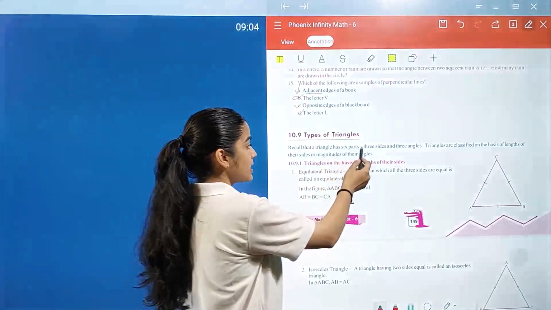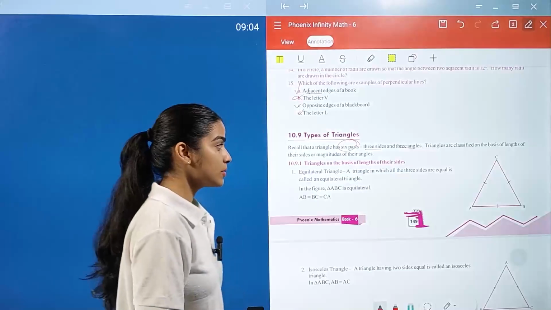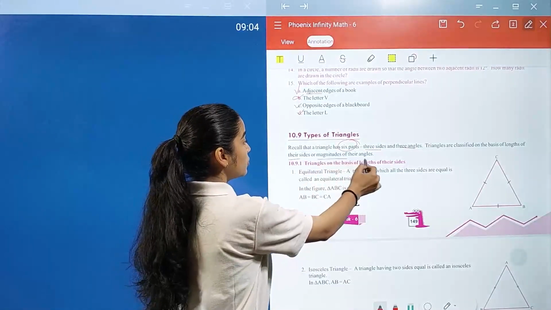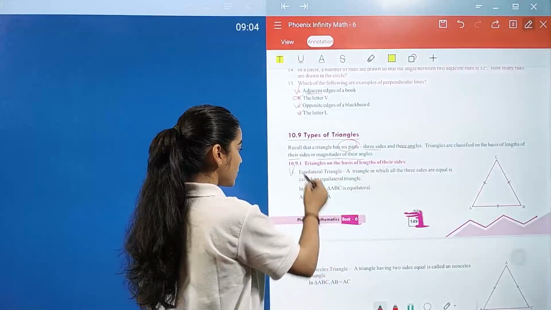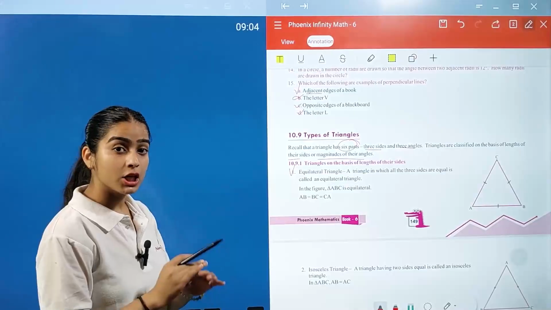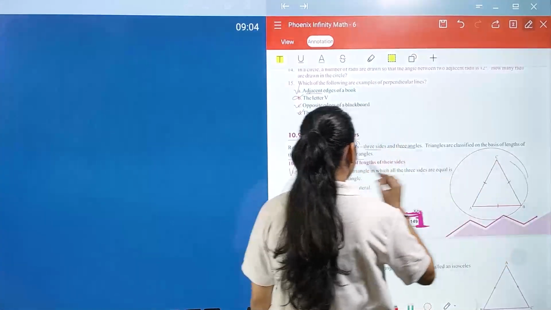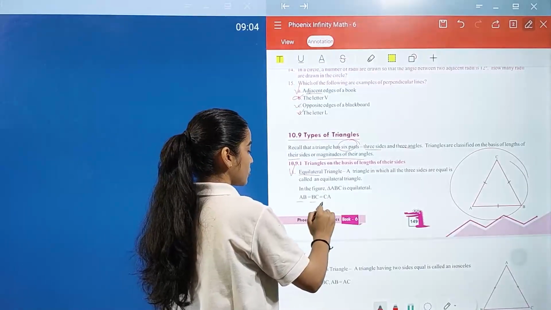Recall that a triangle has 6 parts, 3 sides and 3 angles. Triangles are classified on the basis of the length of their sides or the magnitude of their angles. So, triangles on the basis of length of their sides. First we have the equilateral triangle. As the name suggests, equi means equal. So all 3 sides are equal to each other in an equilateral triangle. So AB is equal to BC, BC is equal to CA.